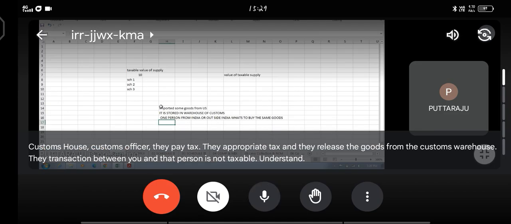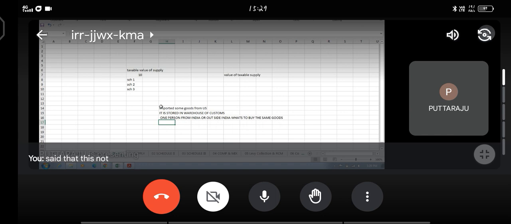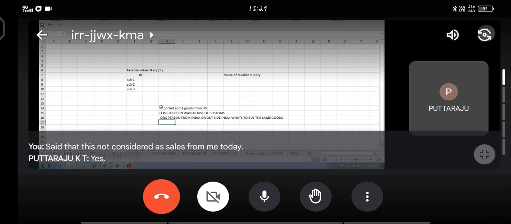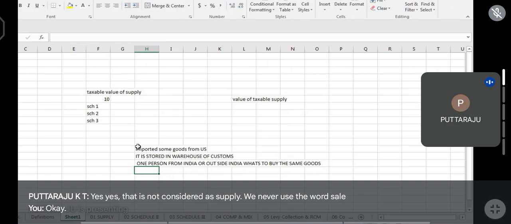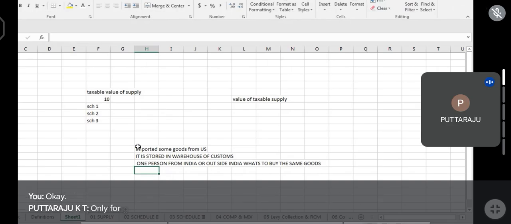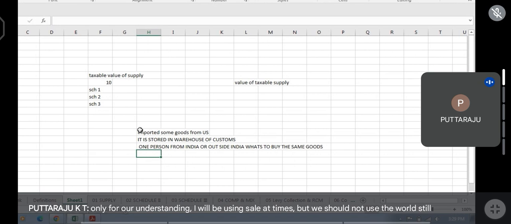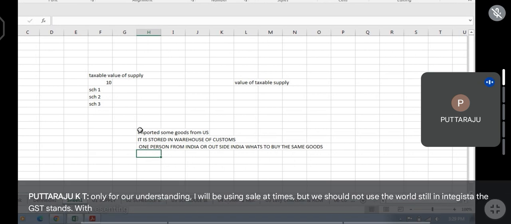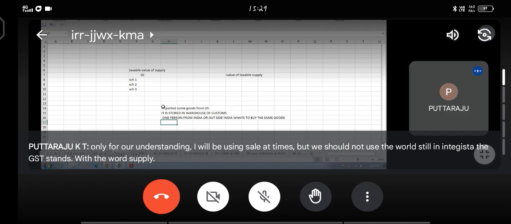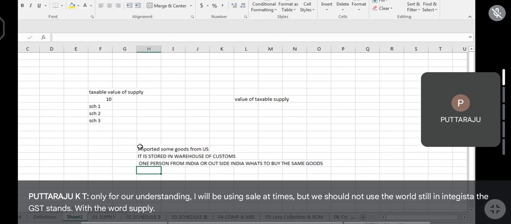Sir, that is not considered as a sale from me to that person? Yes, that is not considered as supply. We never use the word sale normally. Only for our understanding, I will be using sale at times, but we should not use the word sale. In the entire GST, everything stands on the word supply. Supply has a broader meaning compared to sales.